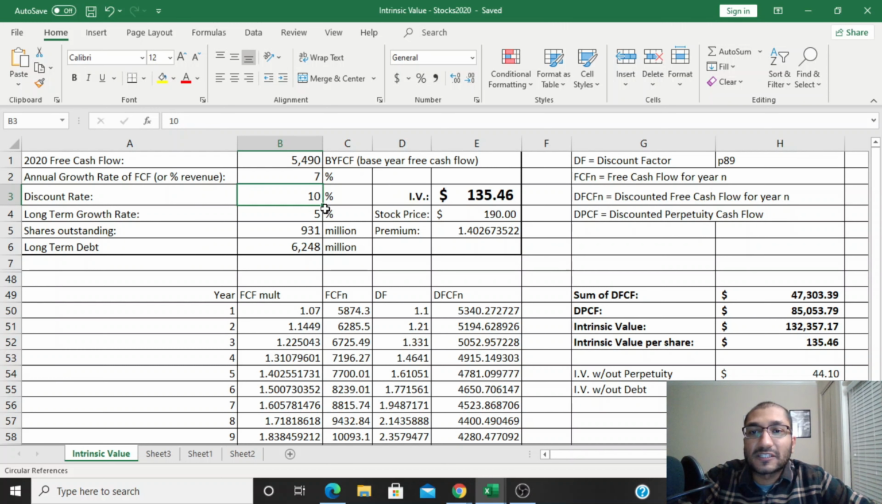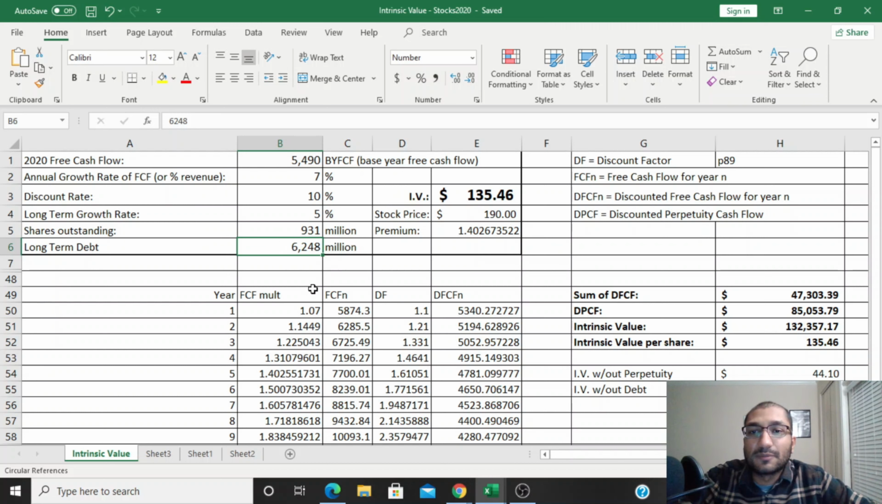What this means is I expect this investment to give me a 10% return. I'm using a long-term growth rate of 5%. What this means is after the 10-year mark into perpetuity, I expect TI's free cash flow to grow at 5%. The company has 931 million shares outstanding and has long-term debt of $6,248 million. I got this number from the company's balance sheet.